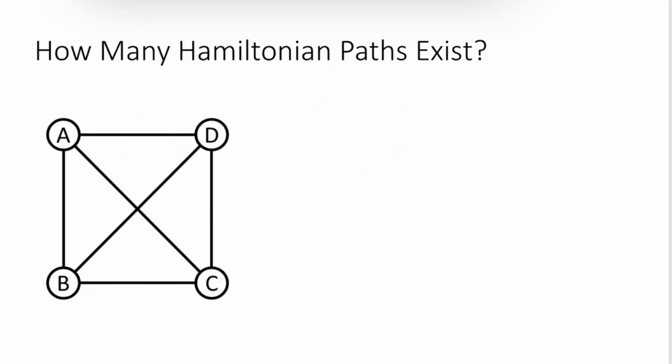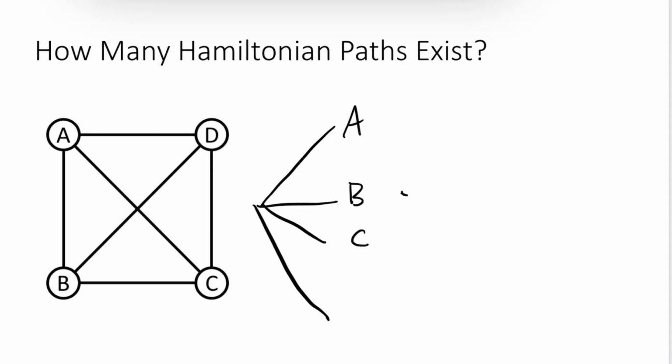So if we apply this to a complete graph on 4 vertices, you could go through and draw them all out, or you could do a choice tree and say, okay, with paths, it matters where you start. So I have 4 choices for where I could start. I could either start at A, B, C, or D. So I have 4 choices for that. And then I have 3 choices of where I can go from there. So if I choose A as my starting point, then I could go to B or C or D.